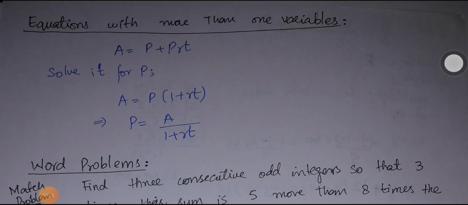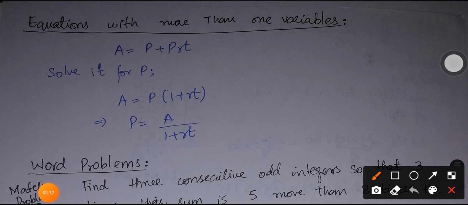Previously we were dealing with equations with one variable, but now we are going to deal with equations with more than one variable. Such equations do not have a domain, as we do not get any solution with a numerical value. We normally find one variable in terms of the other variables. For example, here we have the equation a is equal to p plus p into r into t. Here you can see that we have an equation in four variables, a, p, r and t.